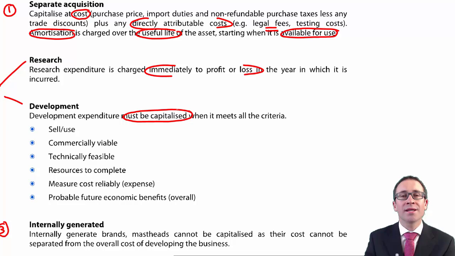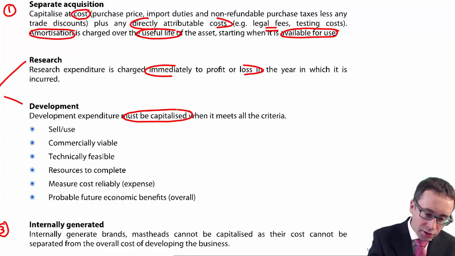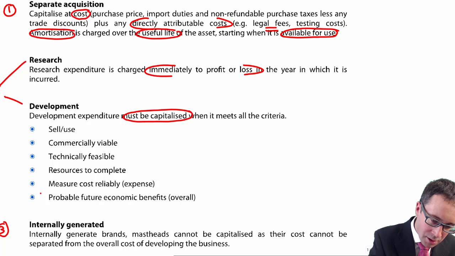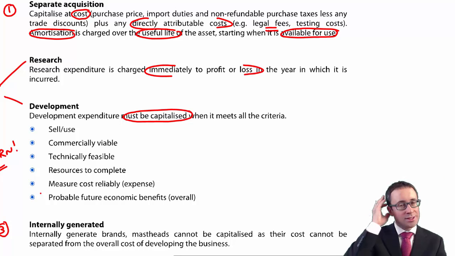Okay, people might try to capitalize expenditure when it's still really research, but they claim that it is development. Okay, so what you've got is you've got 6 criteria. What I would do is I would learn them. We'll come up with a way of learning them in a moment because it looks quite tricky.